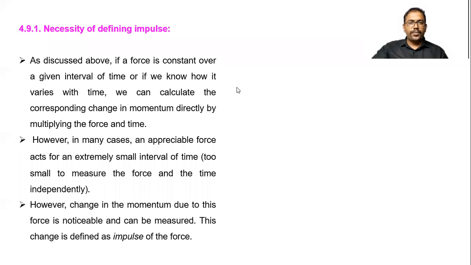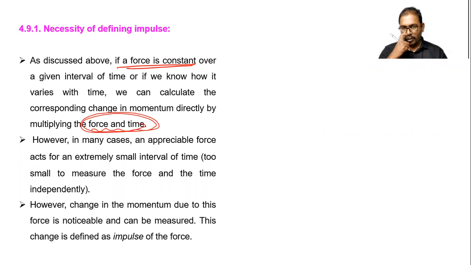Now let's see the necessity of defining impulse. As discussed above, if force is constant over a given interval of time, or if we know how it varies with time, we can calculate the corresponding change in momentum directly by multiplying force and time. So listen, change in momentum we can find out by impulse. By multiplying force and time, we get change in momentum.